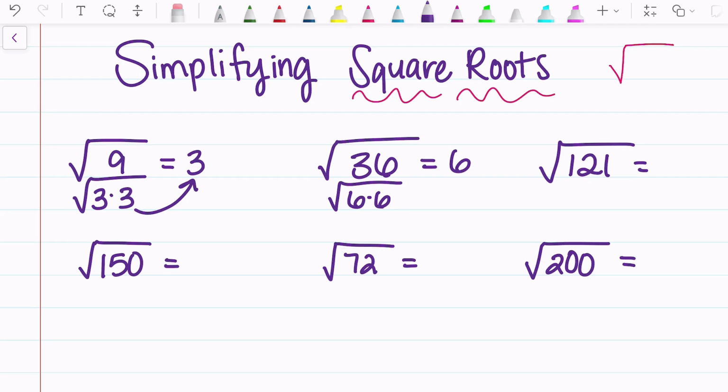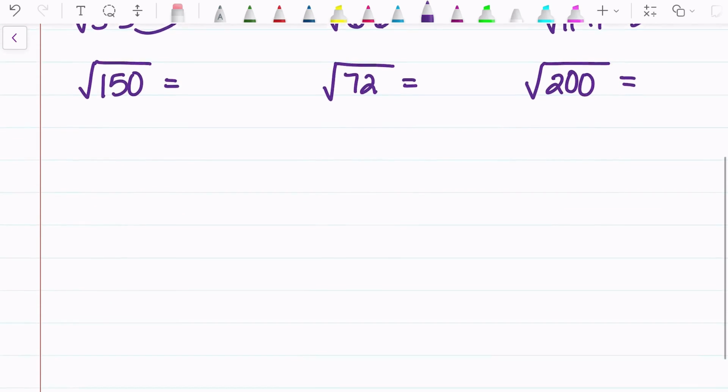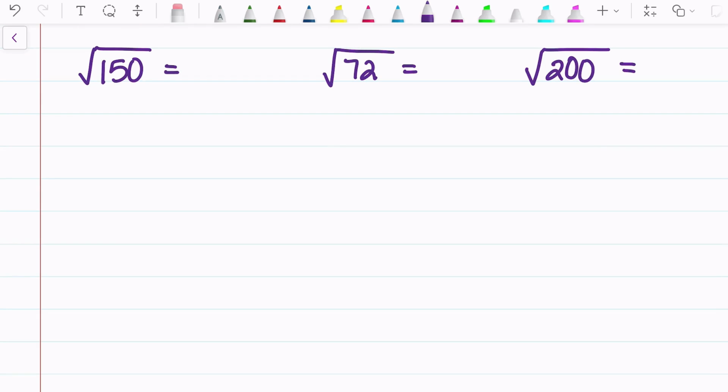Similarly, the square root of 121, we're like, well, what number times itself is 121? Well, that would be 11 times 11, and so my answer would be 11. The next three I have here on the screen are not perfect squares. There isn't a number times itself that gives us these three radicals.